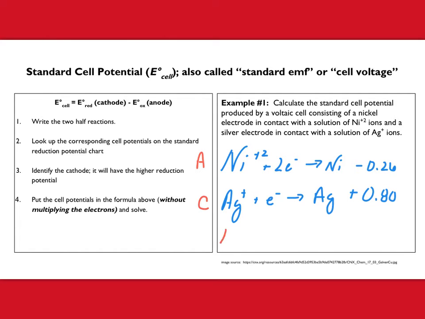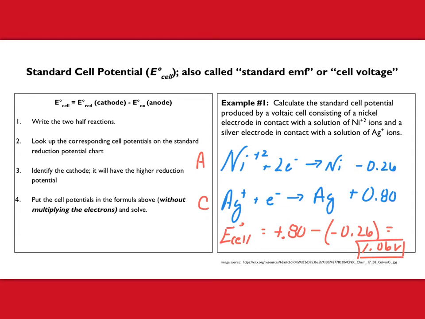So when we fill out the formula, we get E cell standard is equal to the reduction potential at the cathode, 0.80, minus negative 0.26 volts for the anode. And that gives us a sum total of 1.06 volts.